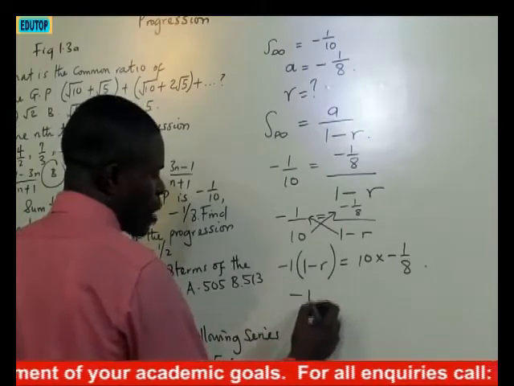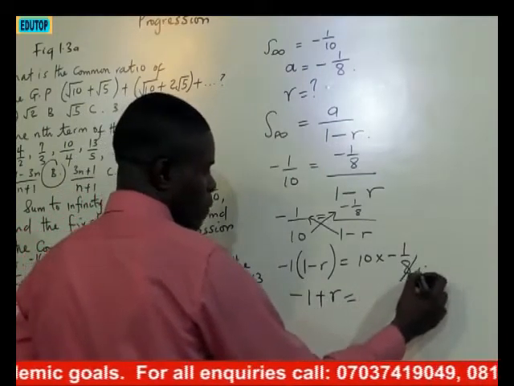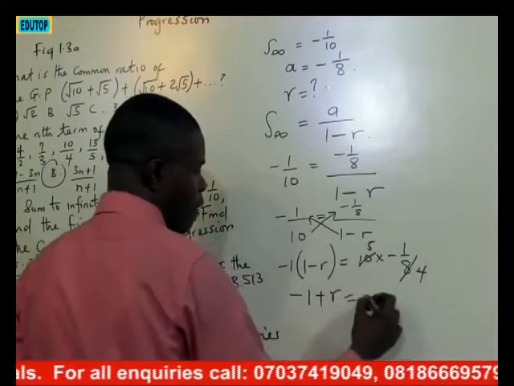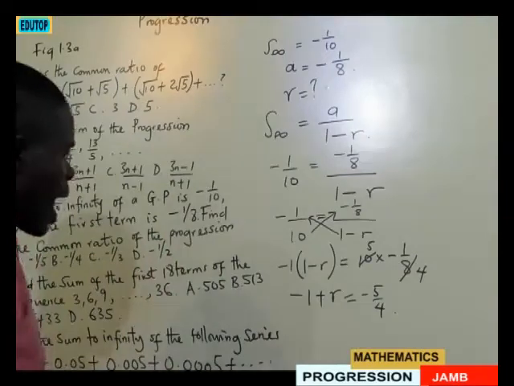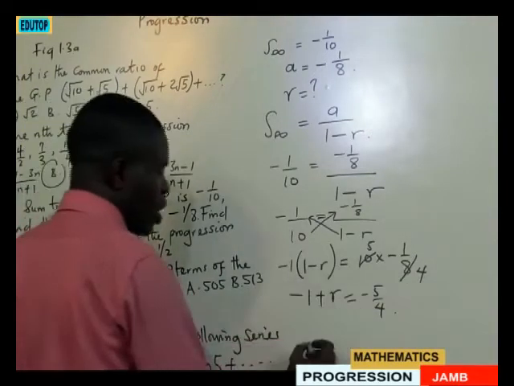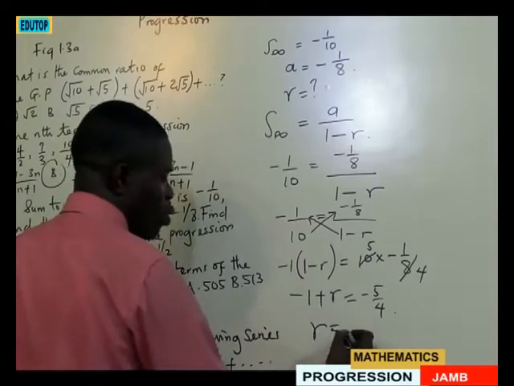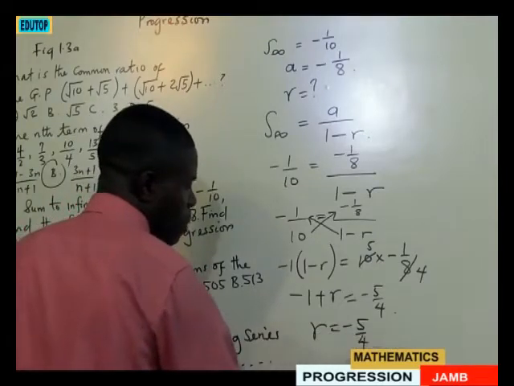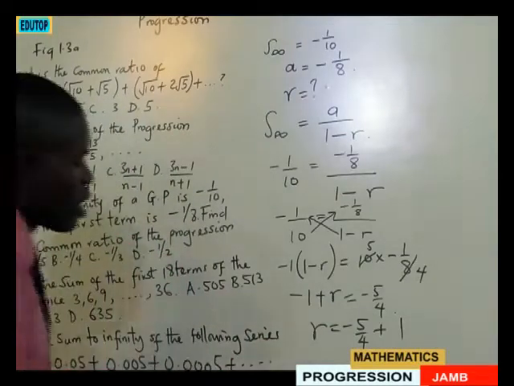Minus 1 times minus R, that's plus R, equals 2 here 4, 2 here 5. So I have minus 5 over 4. I'm looking for my R, so let me transfer this one to the other side. I have R by collecting like terms. So I have R to be minus 5 over 4 plus 1, because this is minus 1. Once it crosses the bridge, it will become plus 1.